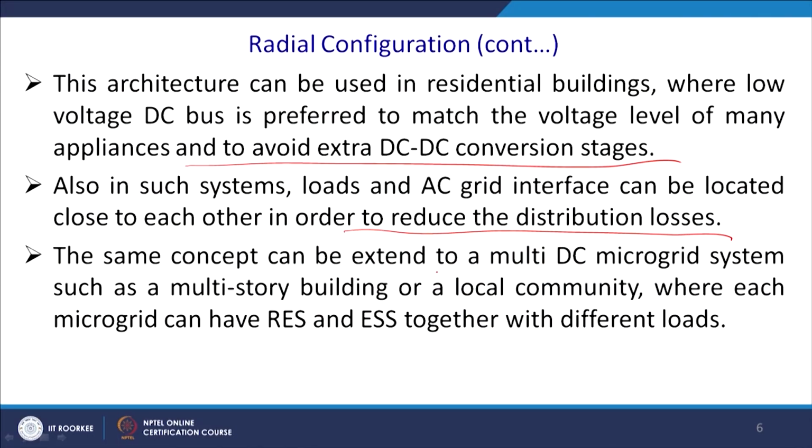This concept can be extended to a multi DC microgrid system, such as a multi-story building or a local community, where each microgrid has its own distributed energy resources and storage energy for catering to different kinds of load. What we have seen in AC, the peer to peer configuration and different kinds of configuration, the same thing can be done in DC. So, let us talk about the multi DC microgrid configuration.